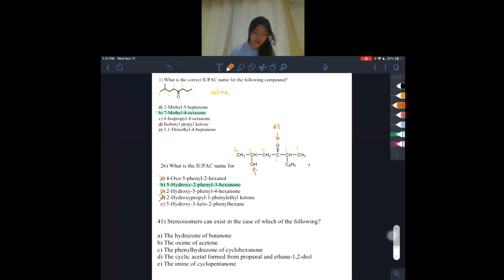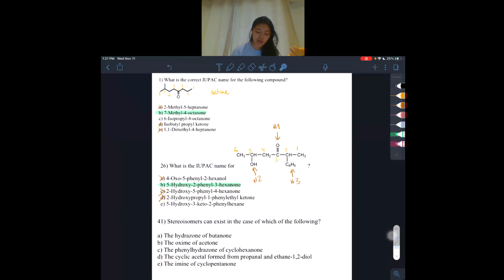And then comes our alcohol with the number 2 priority, and then this guy is our number 3 priority. So whichever one has the number 1 priority is going to be our end name, so anything that has the -one at the end is going to be our answer. So it could be B or C if we chose between these two.